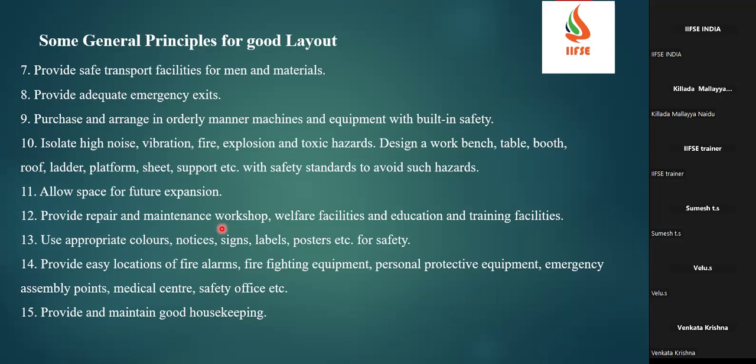Based on the process, how we can identify the hazards which are present in our process, then how they can be eliminated.